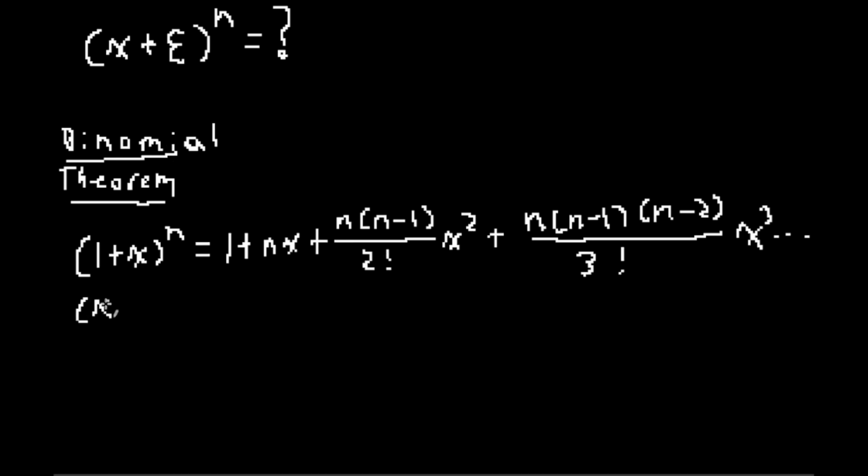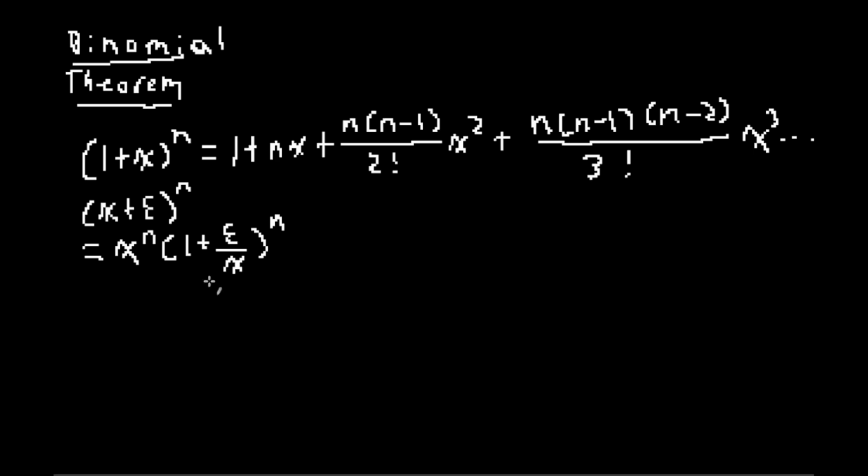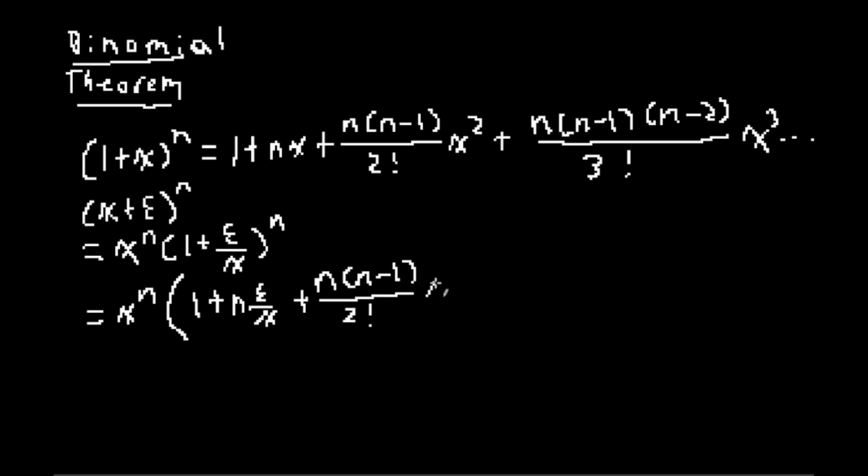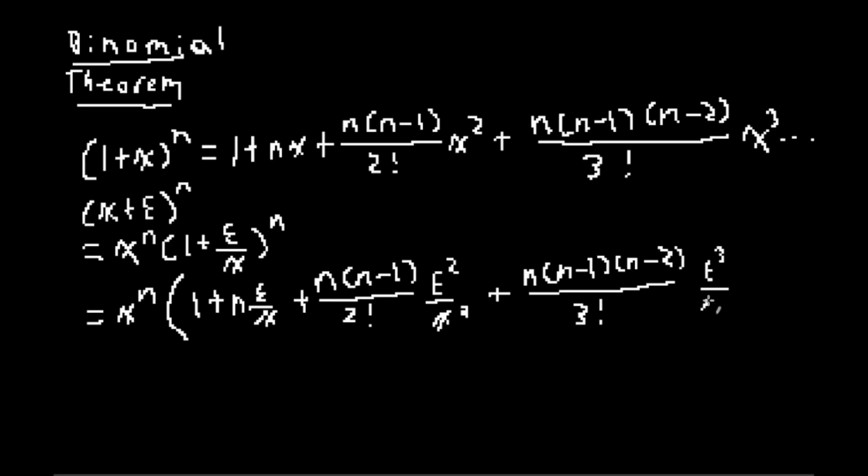We can utilize this by factoring out x to the n from our x plus epsilon to the n to get x to the n times 1 plus epsilon over x to the n. Then, using the binomial theorem, we can say that this will be equal to x to the n times 1 plus n times epsilon over x plus n times n minus 1 over 2 factorial times epsilon squared over x squared plus n times n minus 1 times n minus 2 over 3 factorial times epsilon cubed over x cubed, and so on.